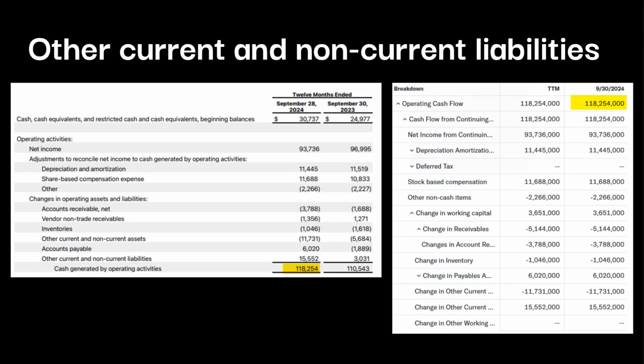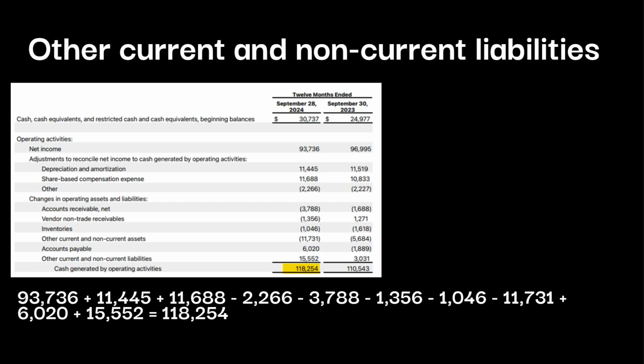So on Apple, right, they have it at the very bottom, right? 118,254, and Yahoo has it at the very top. It all rolls up together on Yahoo. So same exact number, right? Just a different placement, specifically where you're accessing this data.